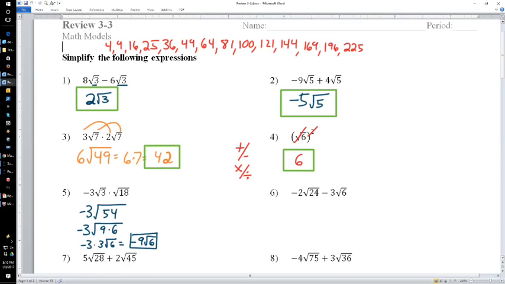All right. Last but not least on this video is number 6. Again, this time we're subtracting, we're not adding, but same idea. Remember, we have to have like terms. We do not currently have like terms. So what I'm going to do is reduce, just in case you do get like terms. So in this case, the perfect square that goes into 24 is 4 times 6. And there's no perfect square that goes into 6, so I'm just going to drag that part down.